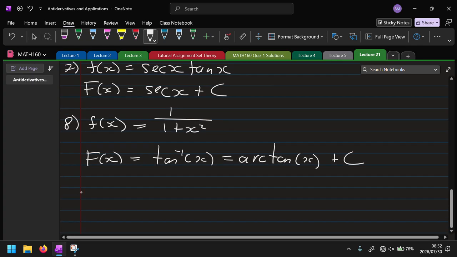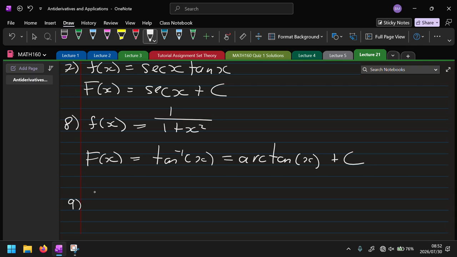Okay, number 9. f of x is 1 over root of 1 minus x squared. Again, looks very complicated. There's no quotient rule, product rule, anything like that. So it must be something we've seen before with the derivatives. So the derivative of what is that? Sine inverse. Good.